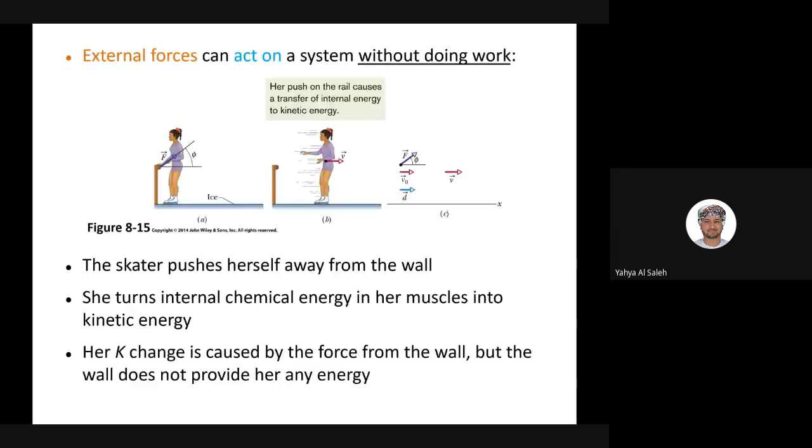Is the idea here clear? That there can be forces acting without doing actual work? No, doctor, can you repeat, please?